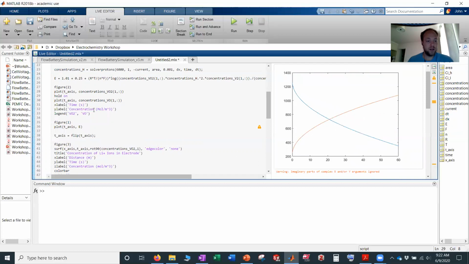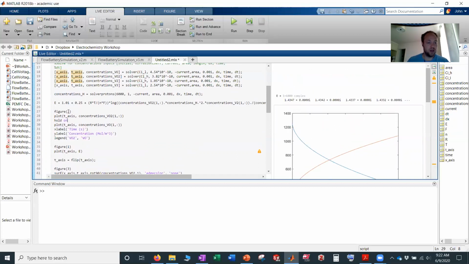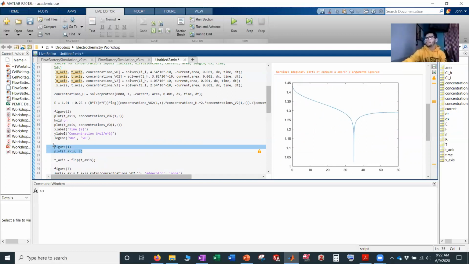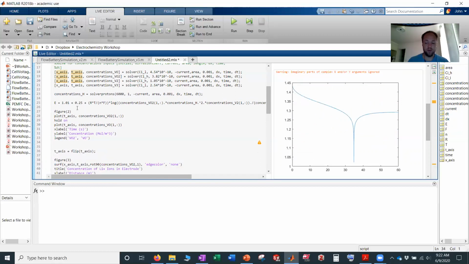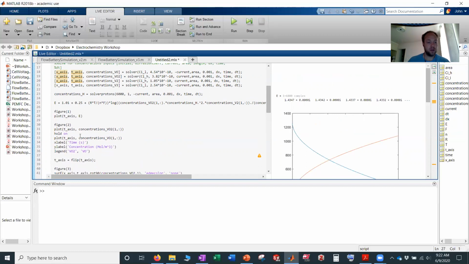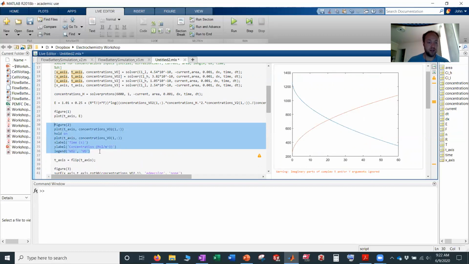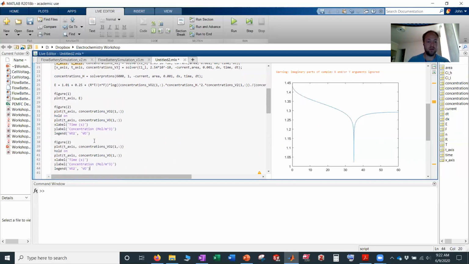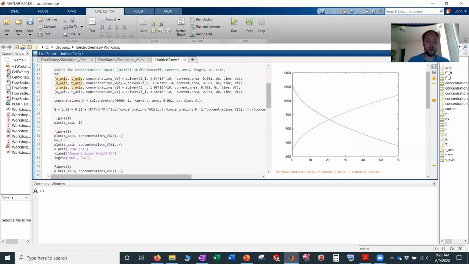So let's track, and then this will be our figure 2. Let's change our figure 1, it will be the actual voltage. We have figure 1, figure 2. We'll make a figure 3. We should also track the other species that we care about. So make this one for V2 and V3.